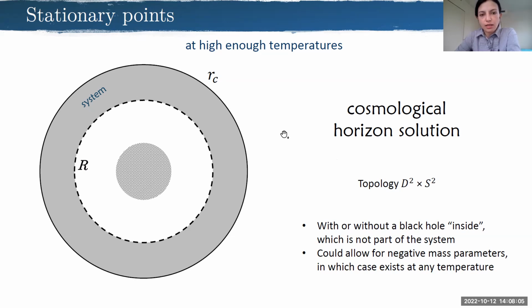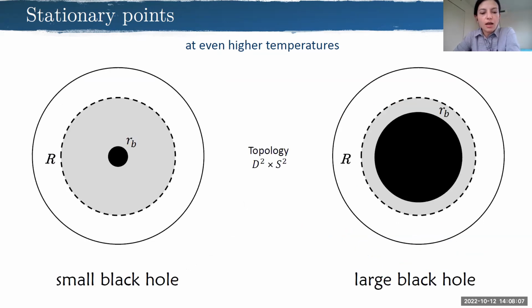If I increase the temperature even higher, I will have small and large black holes. This is something like the AdS black hole case, where if we increase the temperature, black hole solutions appear. So again, the system is the region between the system boundary at R and the black hole radius at RB. These also have the topology of the disk times S2.